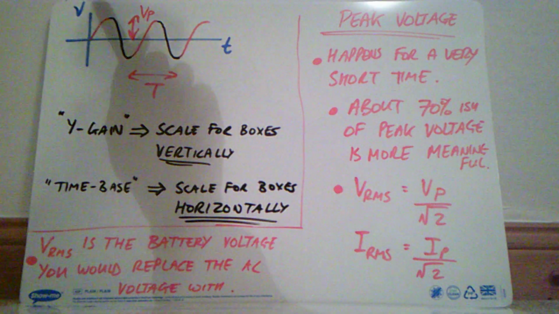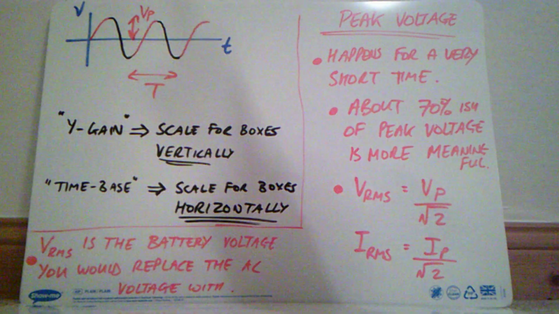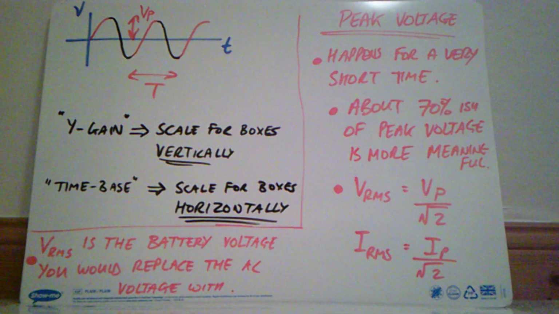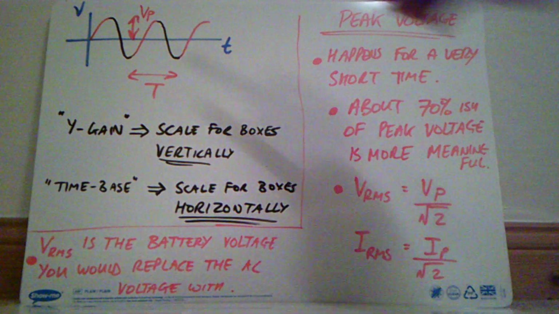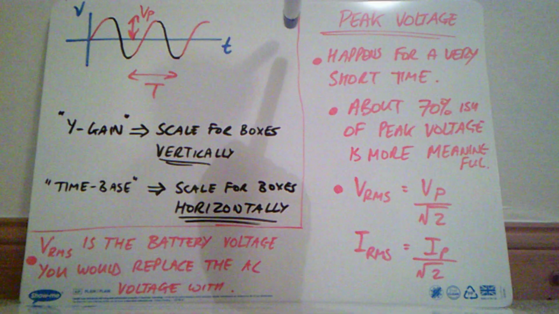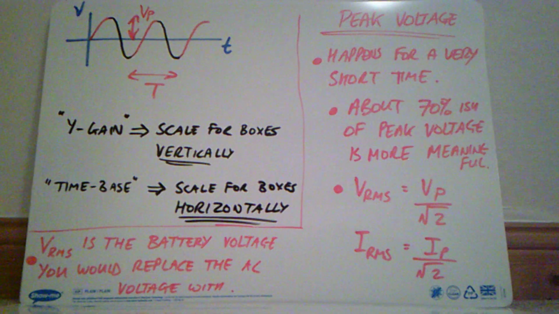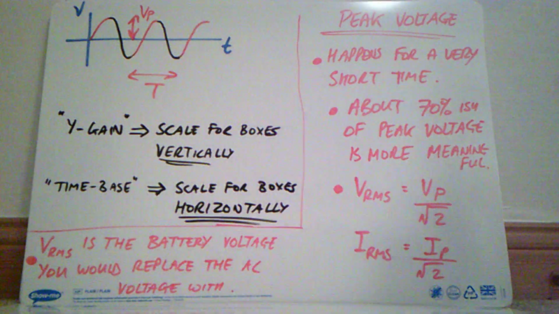And then you count up the number of boxes, so if that's 4 boxes going up and each box represents 0.5 volts, then 4 lots of 0.5 is 2 volts, and so the peak voltage is 2. The time base is exactly the same idea, but for the x-axis, so it's a scale for the boxes horizontally. It tells you how many seconds each box represents, and then you can count the number of boxes and multiply it up.